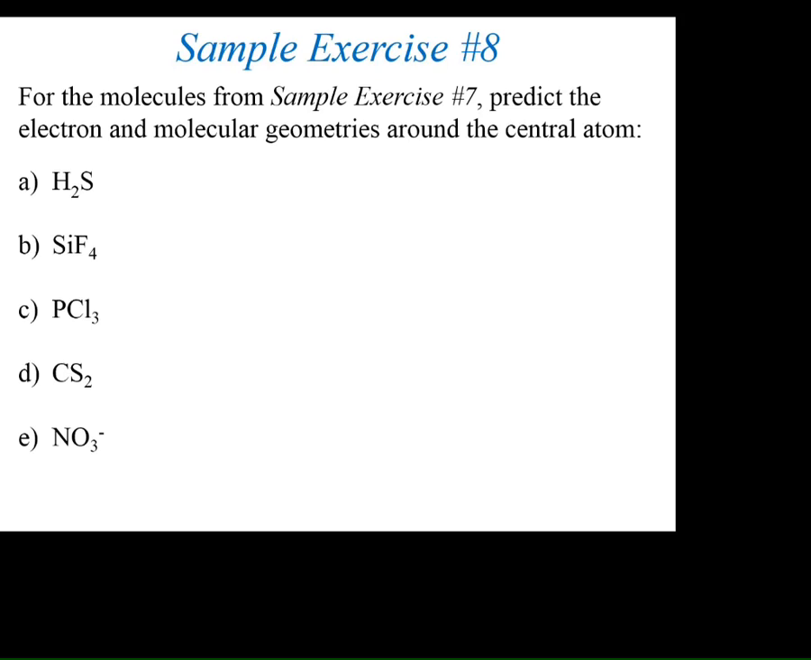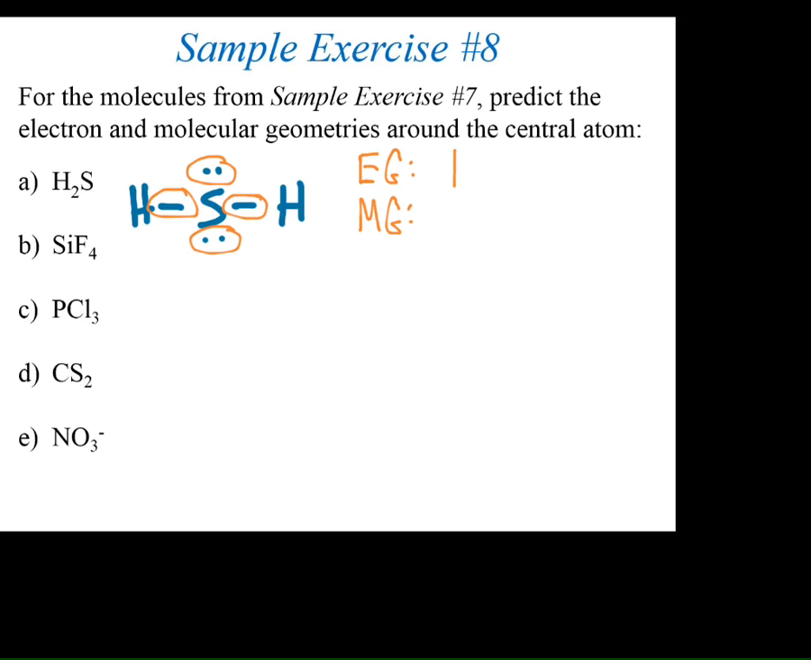So let's look. H2S, we drew it like this. So that's what you ought to have in your notes. We're just looking at the center atom, just the sulfur. How many electron groups are on that center atom? 4. Here's some electrons, here's some electrons, here's some electrons, here's some electrons. Awesome. So what's the electron geometry called for 4 things? Tetrahedral. Good.